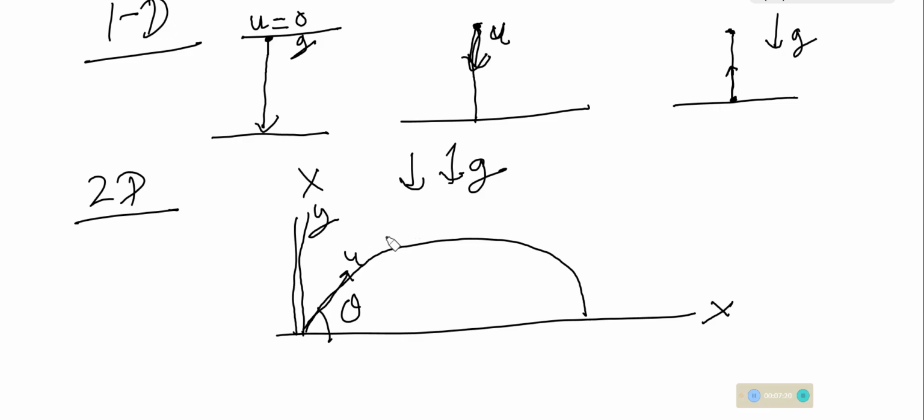Okay, and here theta cannot be 0. If theta is 0, then it will be 1D motion, and theta cannot be 180 and also 90, because we also study the 90-degree case from the horizontal. So this is the projectile motion.